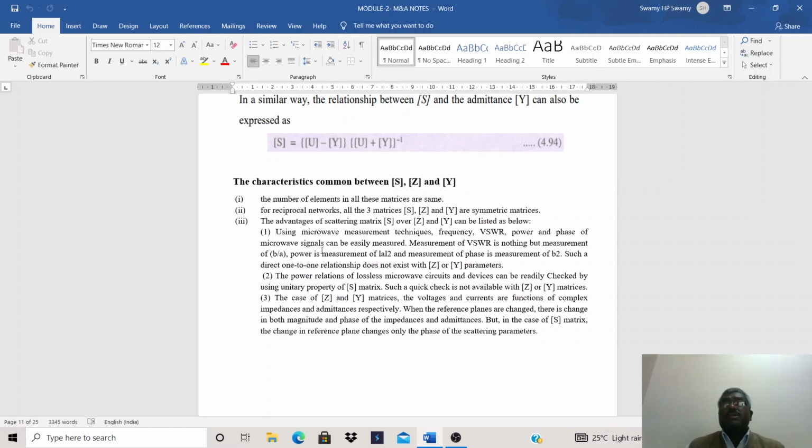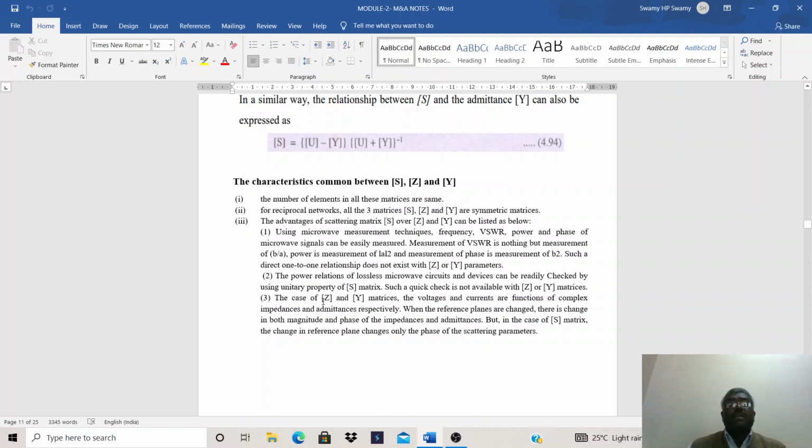Measurement of VSWR is nothing but measurement of B by A. Power is measurement between a1 and a2, and measurement of phase is measurement of b2, such a direct one-to-one relationship does not exist with Z and Y parameters. Therefore the scattering matrix has more advantage.